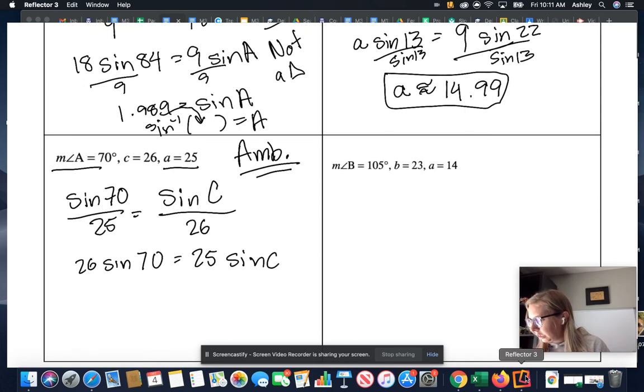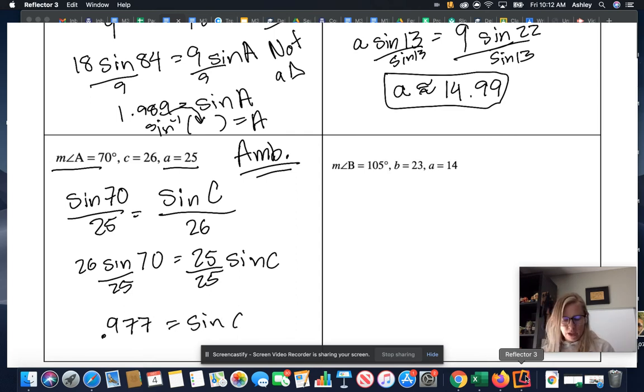Sine 70 times 26. And then we're going to divide by 25 on both sides because we want to isolate our angle overall, right? So divide by 25, and we end up with 0.977, blah, blah, blah, is equal to sine of C. So now we're going to do sine to the -1, or arc sine, or inverse sine of 0.977, blah, blah, blah. All right, so now we're going to arc sine that. And we actually get an answer this time. So we get that the measure of angle C is about 77.7.